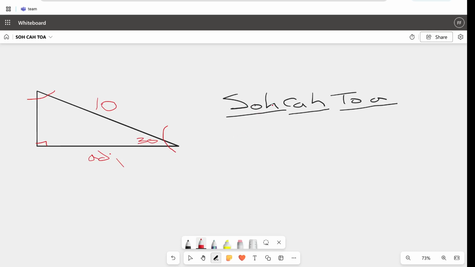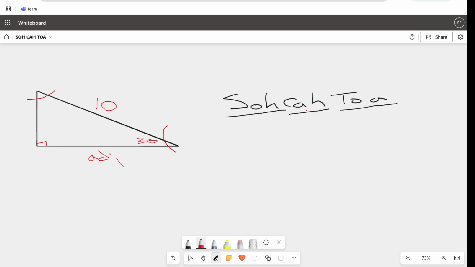So which one do you think we should use here? We have the hypotenuse and we have the angle. Should we use this one? Sine is opposite over hypotenuse? We have the hypotenuse, but we don't have the opposite. Should we use this one? Cosine, we're looking for the adjacent, which is A, and we have the hypotenuse.